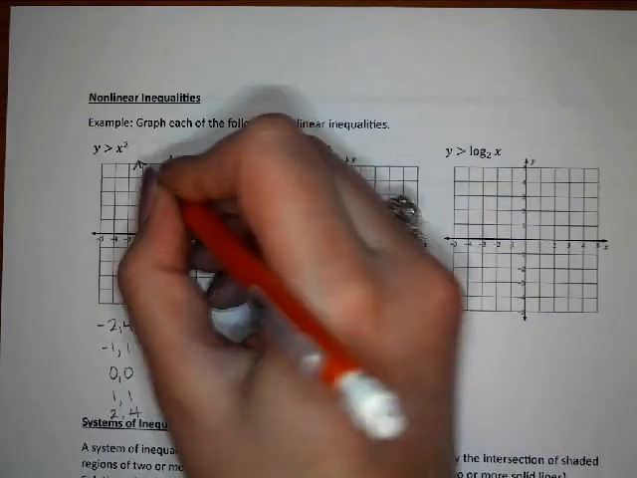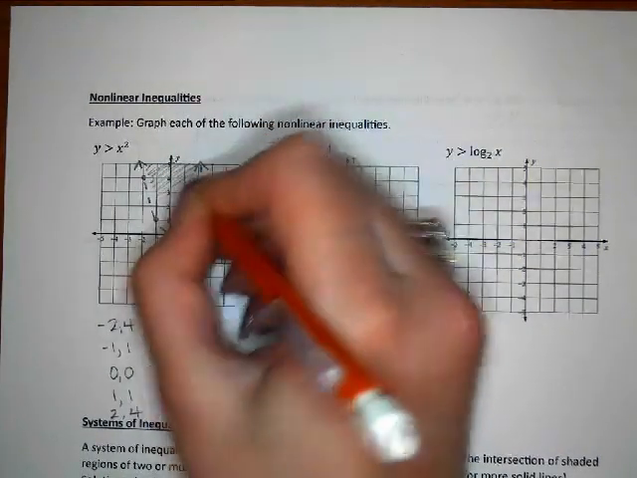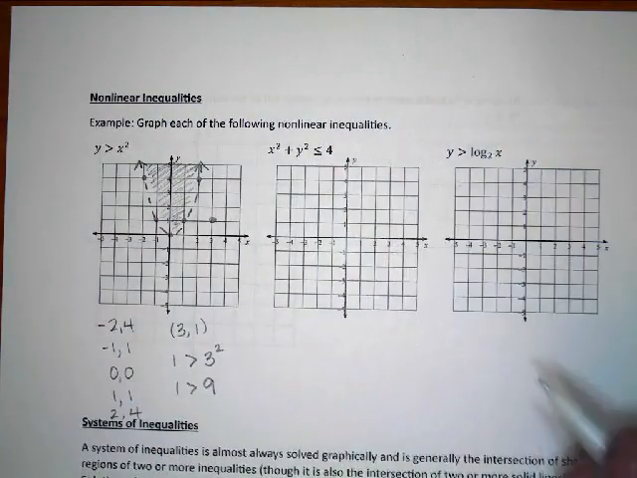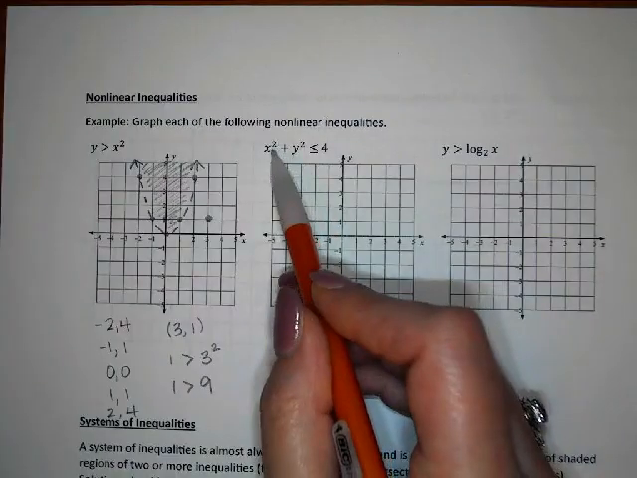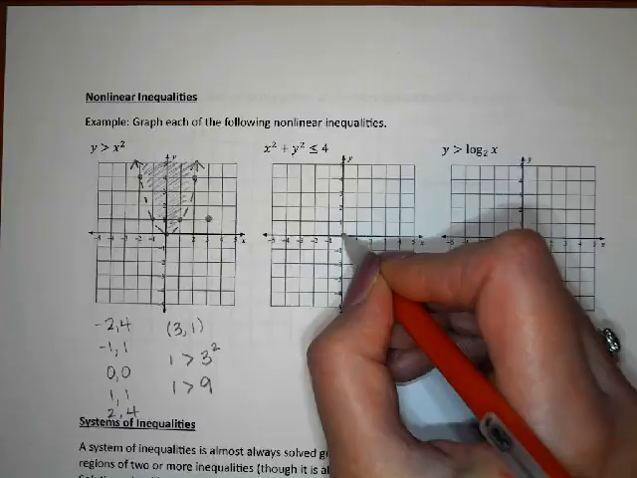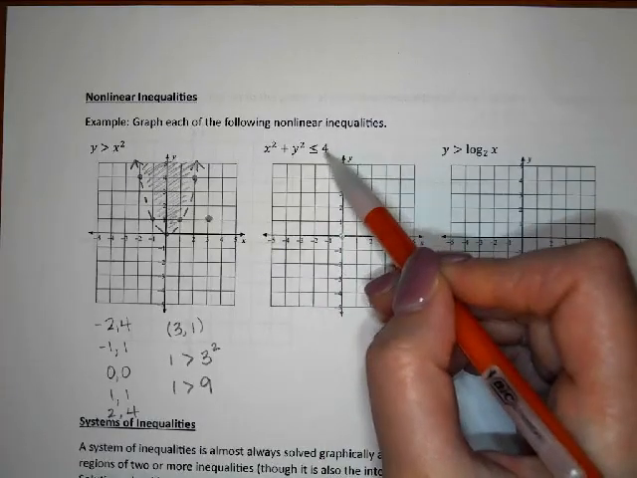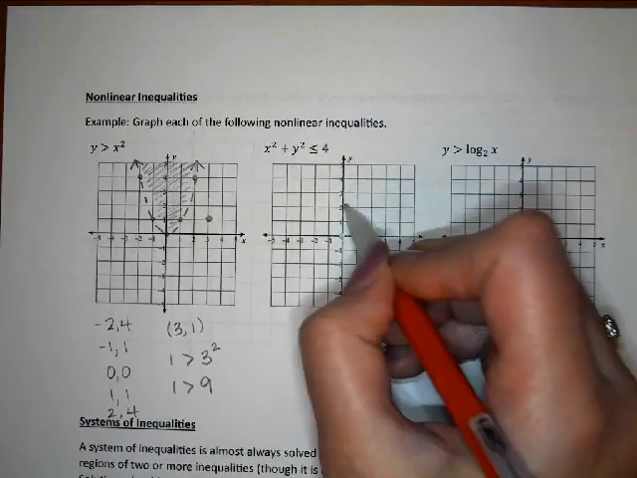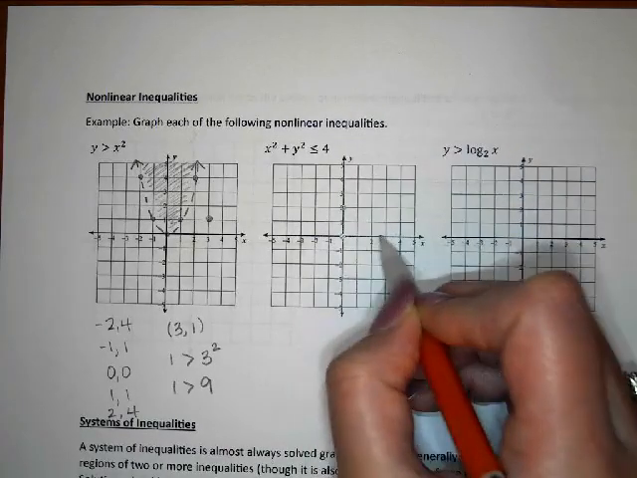I'm going to shade inside the parabola. This next one is a circle. I can tell it's a circle because it says x squared plus y squared, so this is a circle that's centered at 0, 0. And then it equals 4, which is the radius squared, and so that means that this has a radius of 2. So I'm going to go a distance of 2.